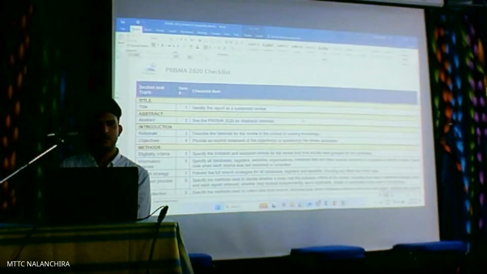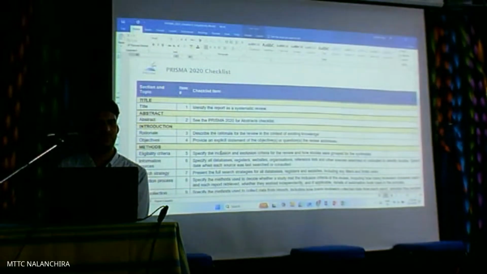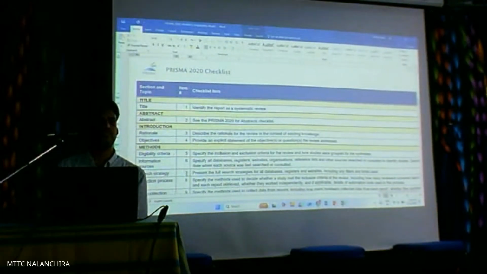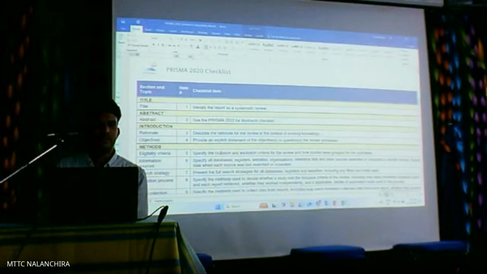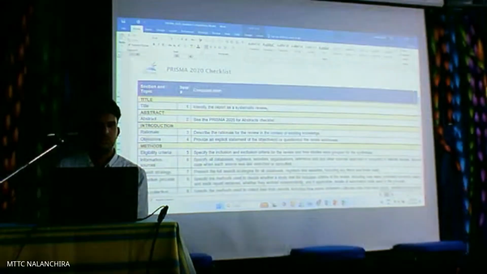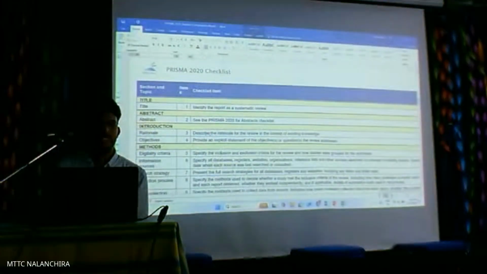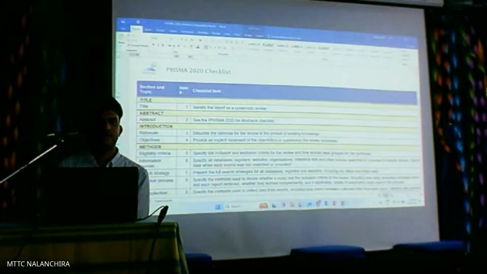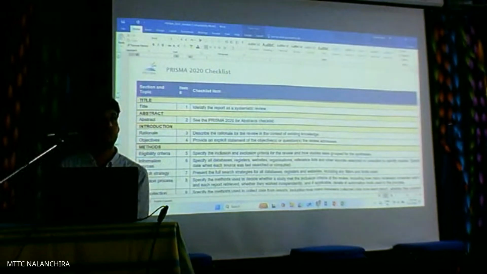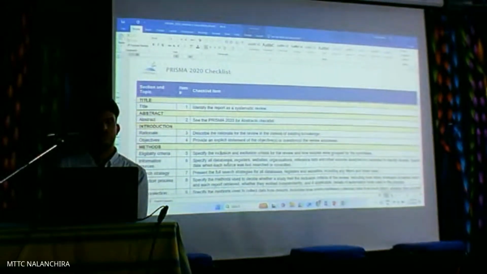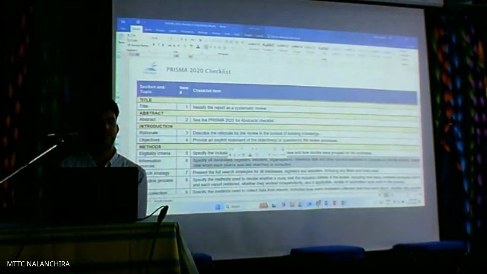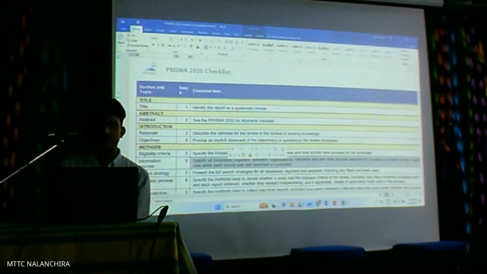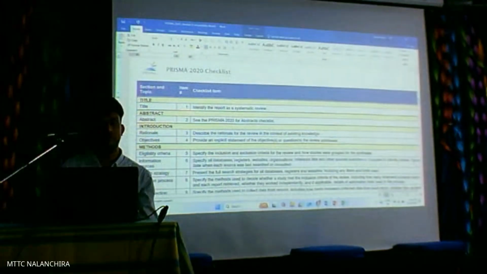This will help you. Inclusion and exclusion criteria you have to write. Once you write a systematic review, you should include all these in your paper. Identify the report as a systematic review. Describe the rationale for the review in the context of existing knowledge. Provide the objectives. Specify the inclusion and exclusion criteria. Specify the databases. I told you the databases are Scopus, Web of Science, Google Scholar, IEEE. That way you have to state which databases you have referred to.